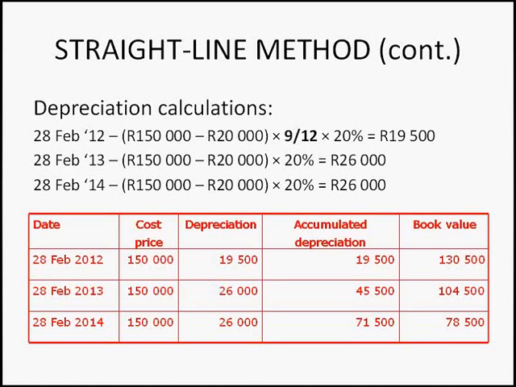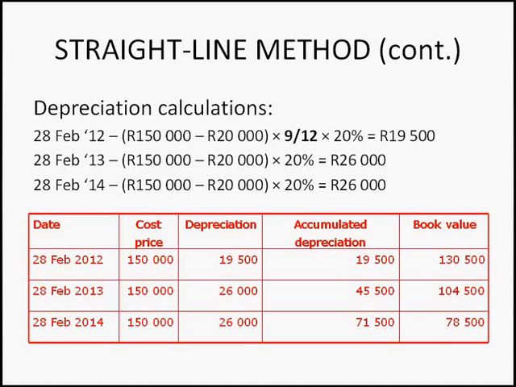The book value is always cost price minus accumulated depreciation. So in this case then, at the 28th of February 2012, the book value is 150,000 minus 19,500. It is not 130,000 minus 19,500, because the cost price is 150,000. So the only time when you deduct the residual value is when you calculate the depreciation for each year.